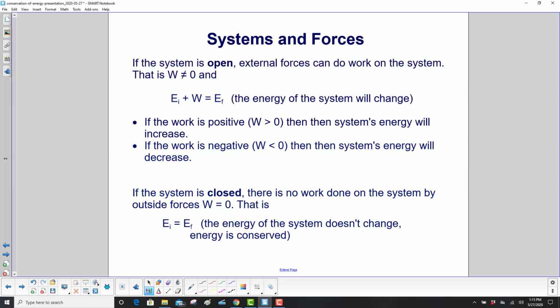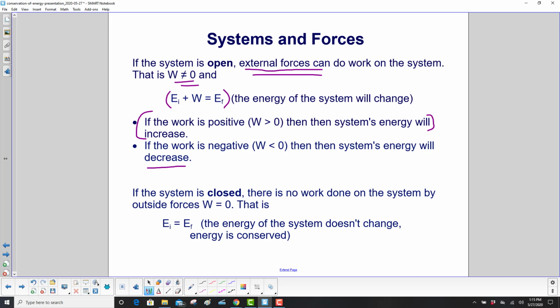If the system is open, external forces can do work on the system. That is, work is not equal to zero. Therefore, the initial energy plus work equals the final energy. The energy of the system will change. It goes up by the amount of work if it's positive. And that's the first comment here. If the work is positive, W greater than 0, then the system's energy will increase. If the work is negative, for example, if you put the brakes on when you're driving a car, the work is less than 0 and the system's energy will decrease.